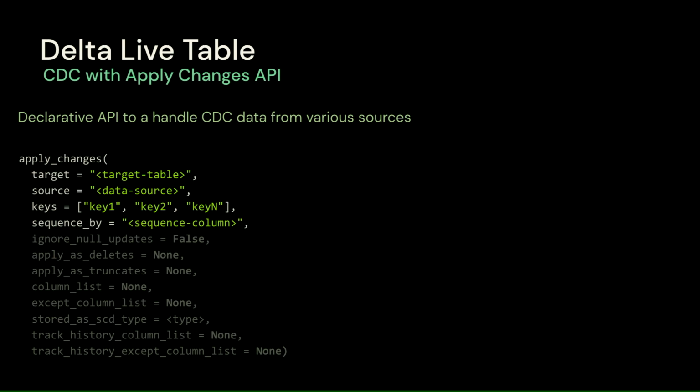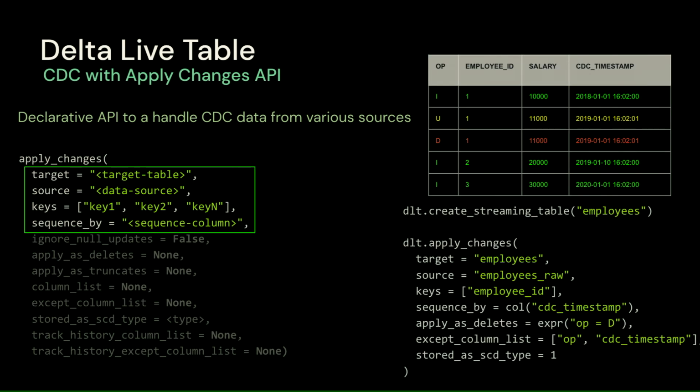I always love looking at an example to try to understand the API, so I have an example here. On the top right, you have a sample set of CDC records. The op column indicates whether it was an insert, update, or delete. And then we have standard employee ID and salary columns that go through changes. And then the CDC timestamp is provided by your CDC tool, which we can use for ordering of events.